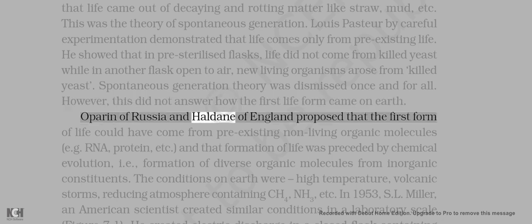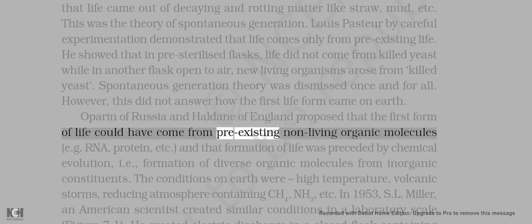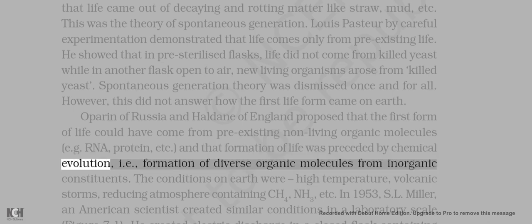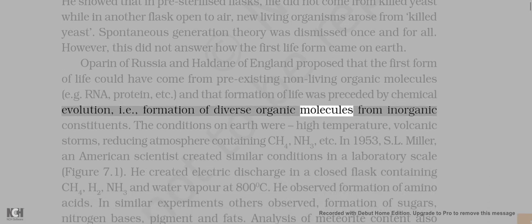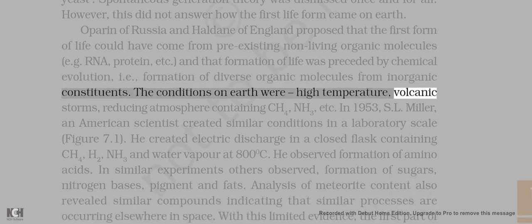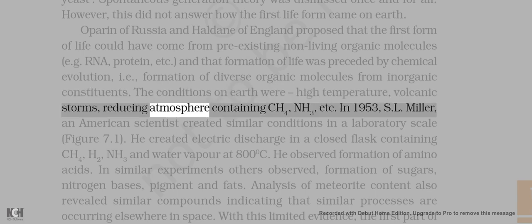Oparin of Russia and Haldane of England proposed that the first form of life could have come from pre-existing non-living organic molecules, e.g. RNA, protein, etc., and that formation of life was preceded by chemical evolution, i.e., formation of diverse organic molecules from inorganic constituents. The conditions on Earth were high temperature, volcanic storms, reducing atmosphere containing CH4, NH3, etc.